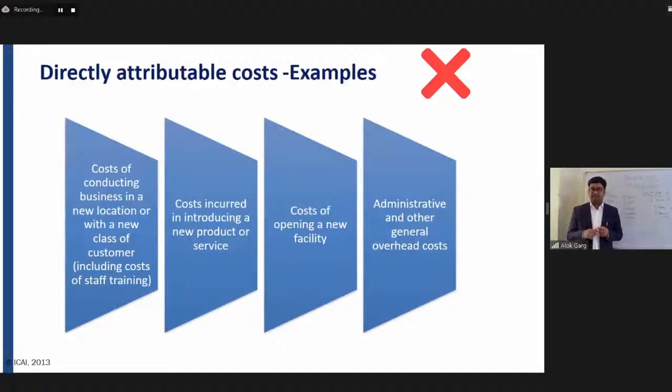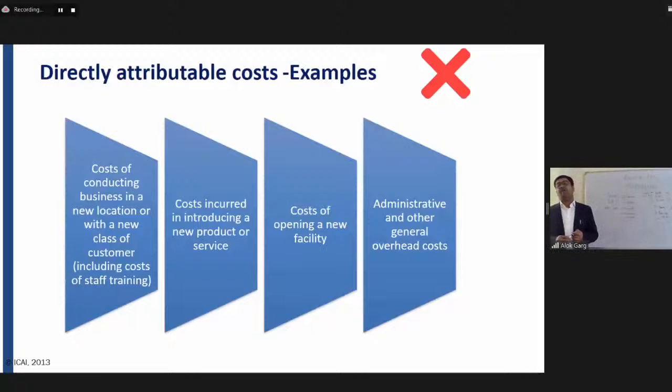For example, the company has constructed a new factory or a new plant, and for the inauguration of that plant, the company has invited Mr. Amitabh Bachchan. Do you think that Mr. Amitabh Bachchan will do a honorary inauguration? He will charge around, let's say, 5 crore rupees. So Mr. Bachchan will charge 5 crore rupees. So this cost of promoting or introducing a new product or service, cost of opening a new facility, will not be covered under the cost of PPE. This will be expensed off.